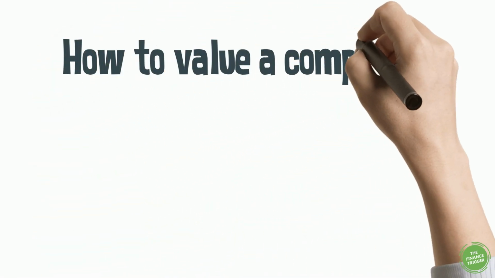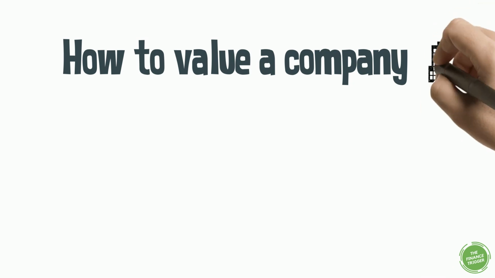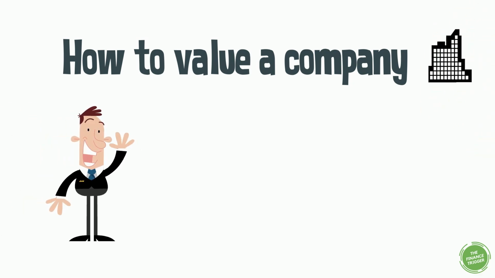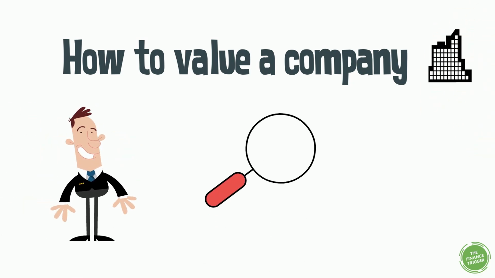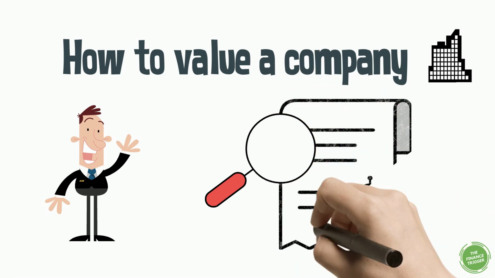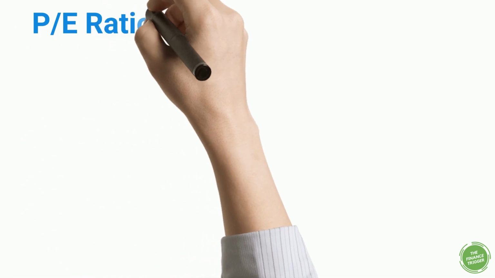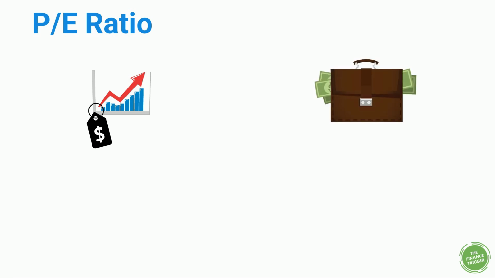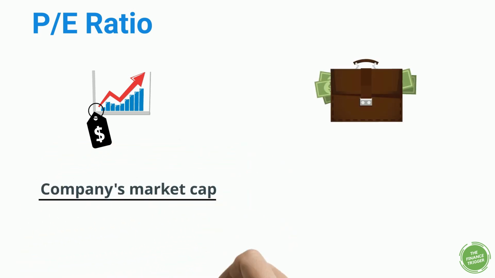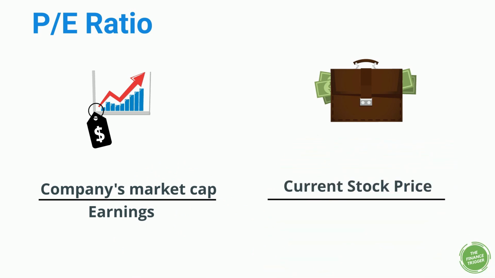Today, we are going to show you how to value a company from a financial point of view, so you can have some quick tools to analyze if a company is currently trading at a low or expensive price. The most common method used among investors is using the P/E ratio. This ratio compares the market price of the stock versus its earnings. You can divide a company's market cap by the earnings or, taking the current stock price, divide by earnings per share. Let's see an easy example.